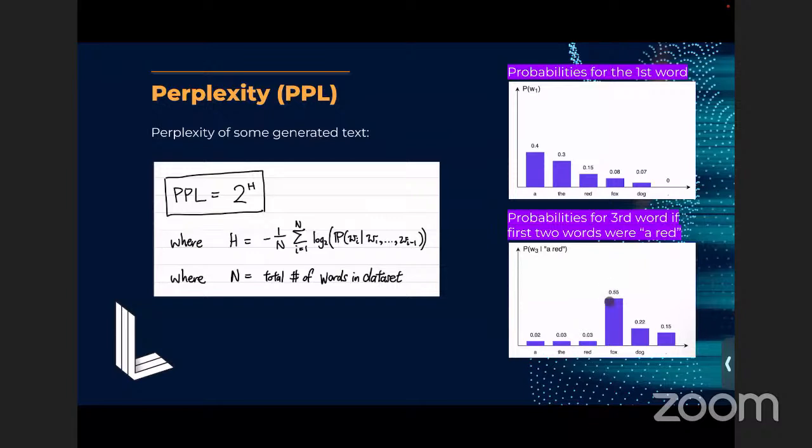And so the model would choose fox and record this probability as 0.55. And so the model is more sure that the third word is fox than it is sure that the first word is. And so here, this would have a better perplexity score, and this would have a worse perplexity score.